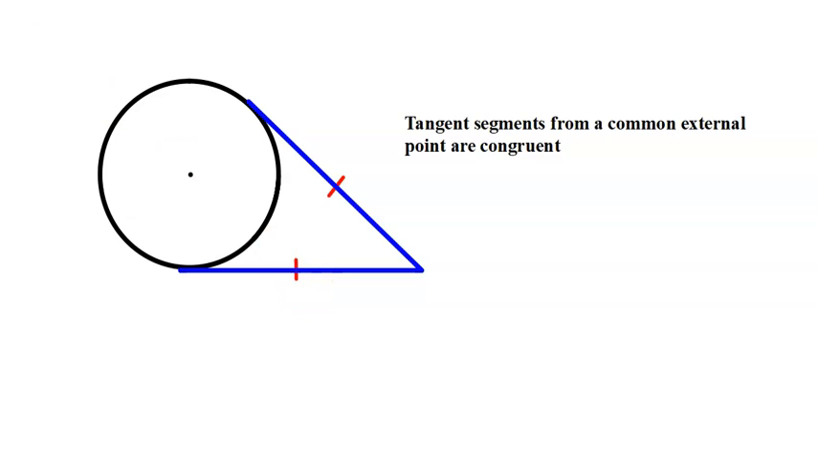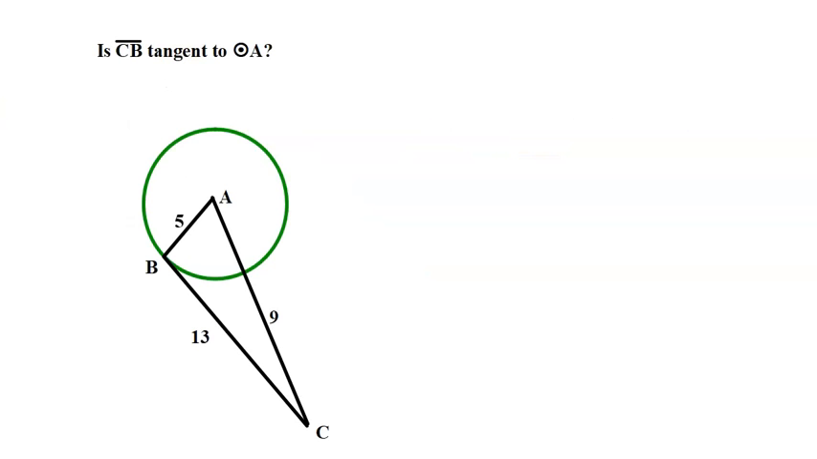So now let's do some examples, see what we can use this for. So here we go. We want to know, is segment CB tangent to circle A? So here's segment CB right there. We have a radius, 5.